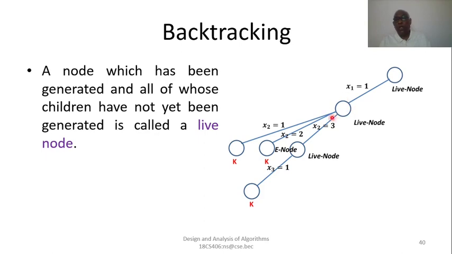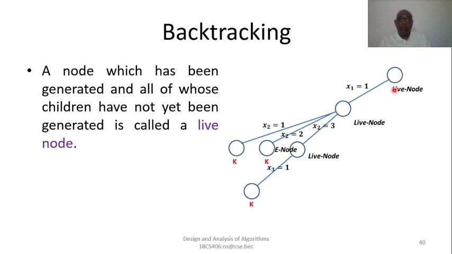Similarly, this is also a live node at this point of time because there is one more child pending to be created corresponding to the value of x2 equal to 4. This is also a live node because the children corresponding to the values x1 equal to 2, x2 equal to 3 and x3 equal to 4 are yet to be generated.